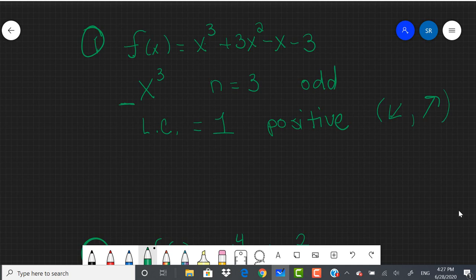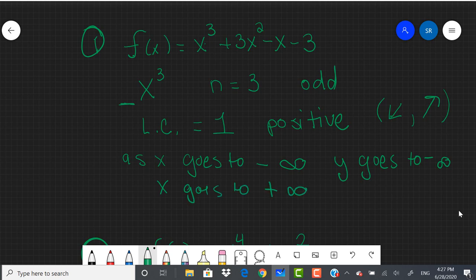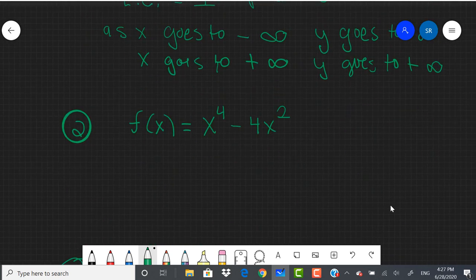So in other words, just to sum up what we did, as x goes to negative infinity, my y goes to negative infinity. And as x goes to positive infinity, my y goes to positive infinity. So let's look at another example here.